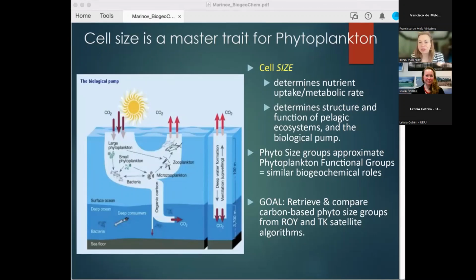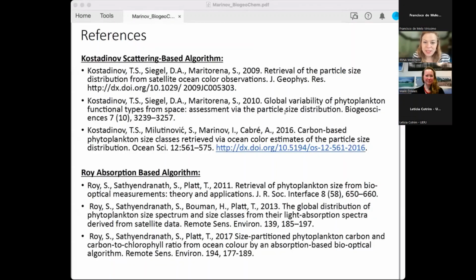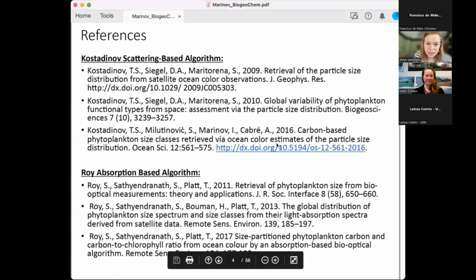We can say that to a first approximation, phytoplankton size groups approximate phytoplankton functional groups. So we're going to try to estimate size groups with the hope that this will tell us about the structure of the pelagic ecosystems and its role in the global carbon cycle. Now, here are the algorithms that I'll be comparing, the Roy set of algorithms and the Kostadinov set of algorithms.